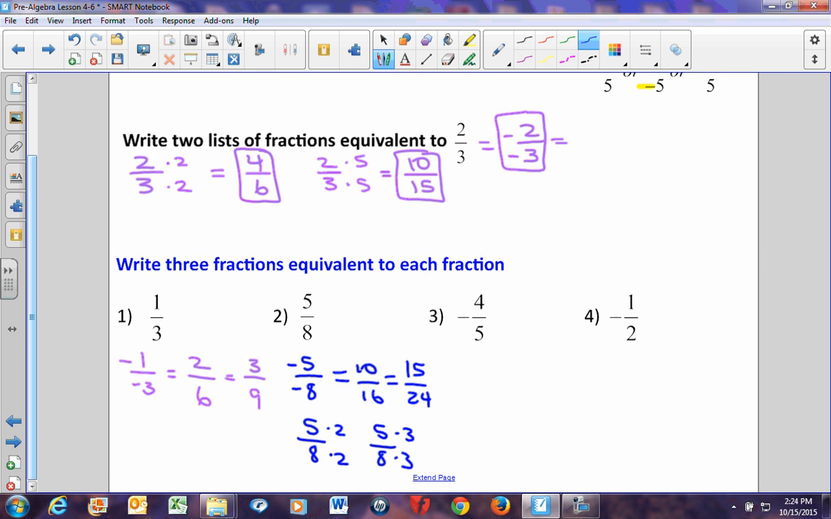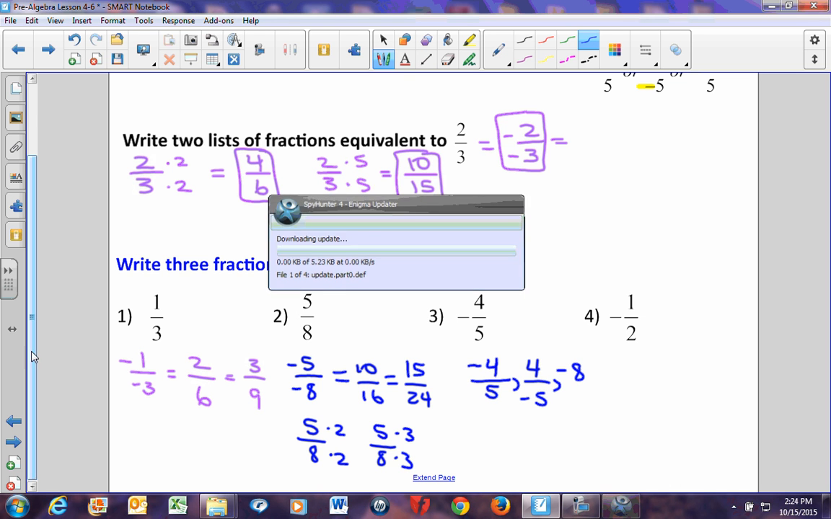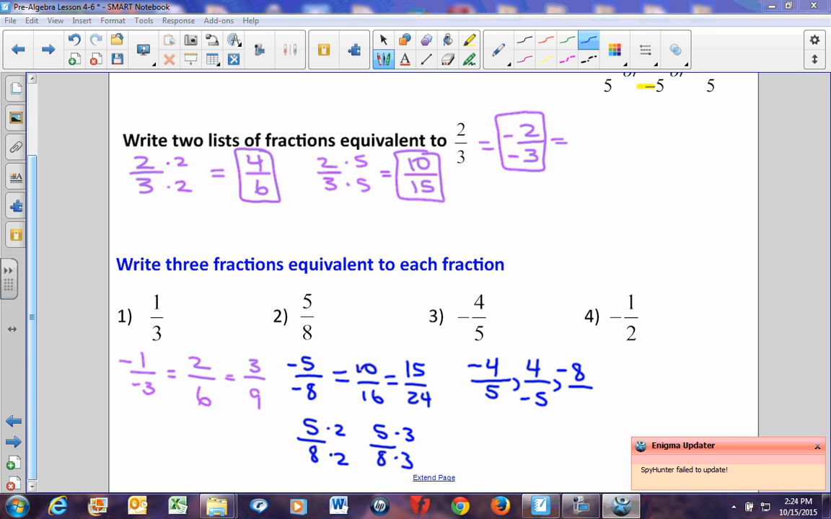So there's 3 equivalent fractions there. Now when you have a negative fraction, it's actually much easier to write 3 equivalent fractions. I have negative 4/5. I can write negative 4 over the positive 5, or I could write positive 4 over the negative 5. And then the last one I could multiply by 2. 4 times 2 is 8, and 5 times 2 is 10. So there's 3 fractions right there that are equivalent to negative 4/5.